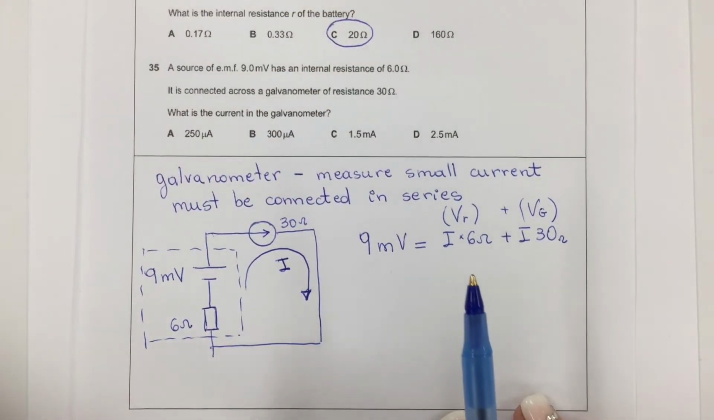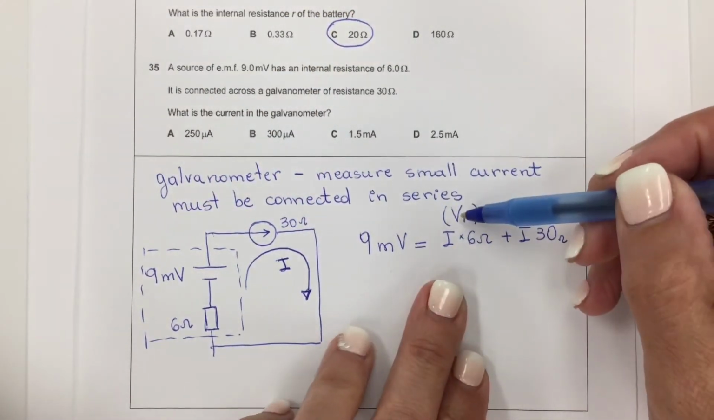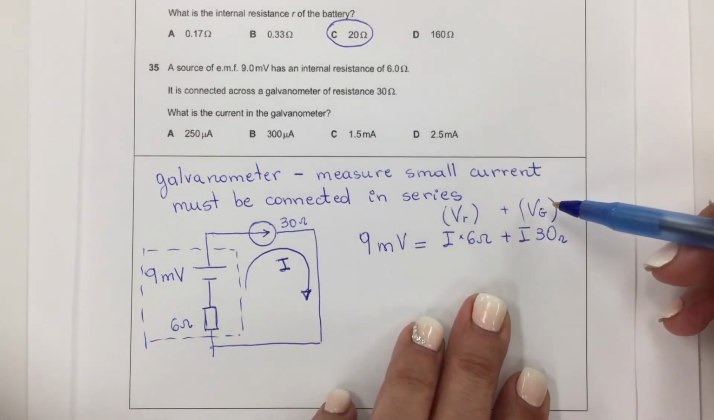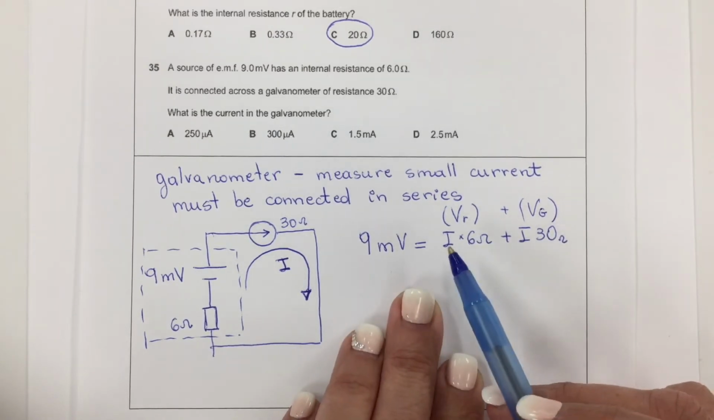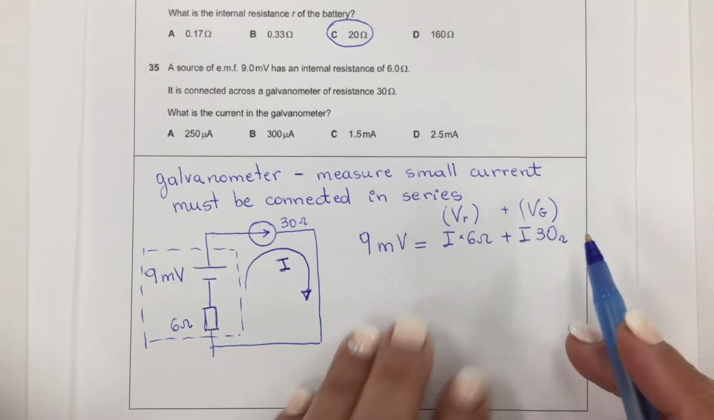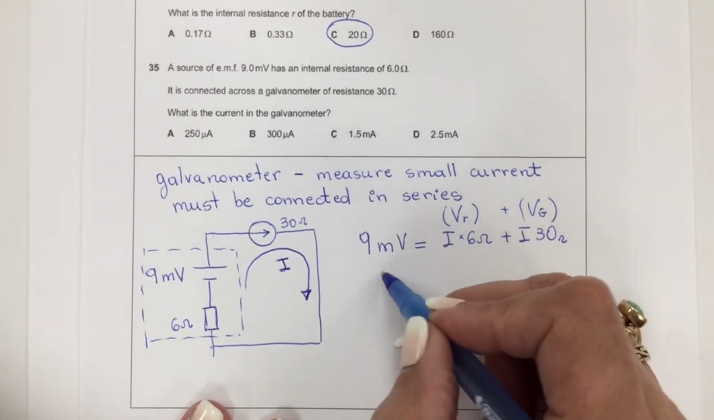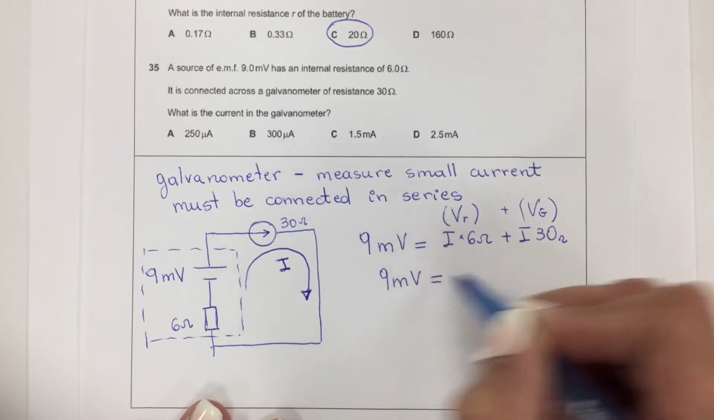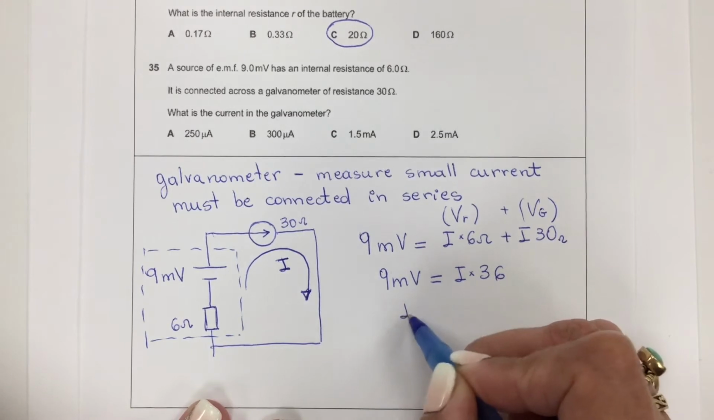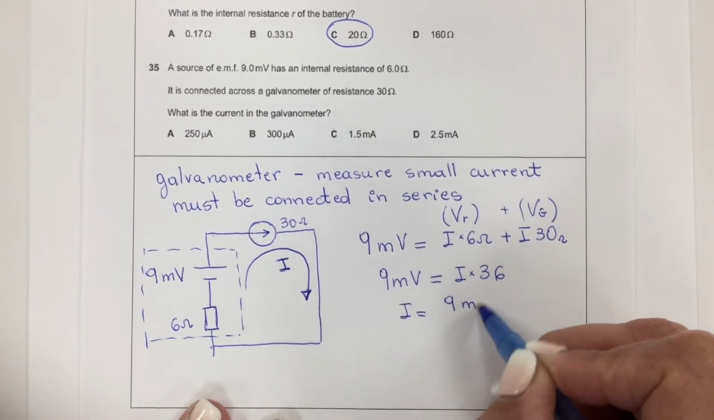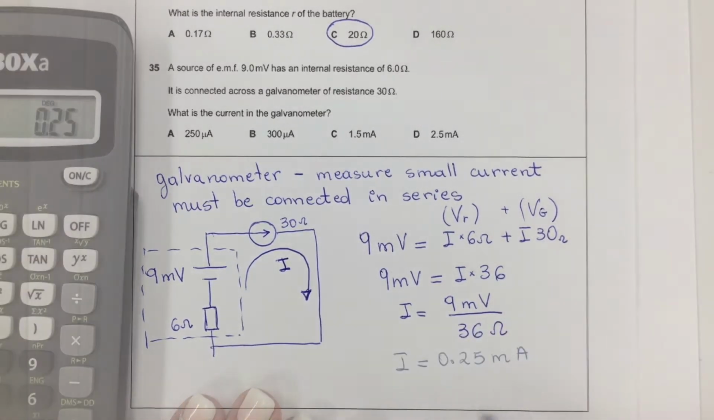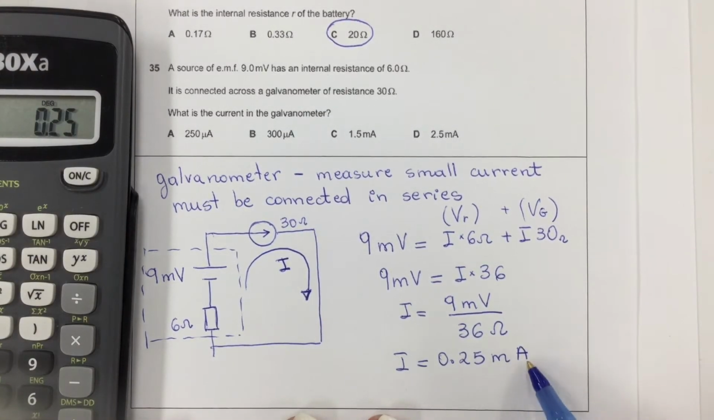So 9 millivolts is going to be equal to the voltage drop on the small resistance plus the voltage drop on the galvanometer. So the voltage is current times resistance. So here we can now calculate the current. So I times 36. So I is 9 millivolts over 36 ohms. And my result is 0.25 milliamps.